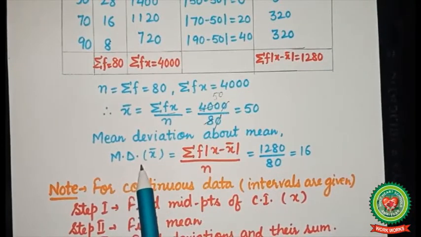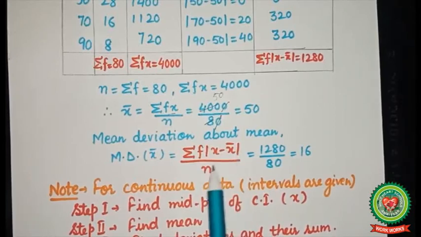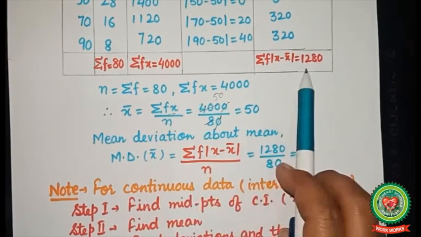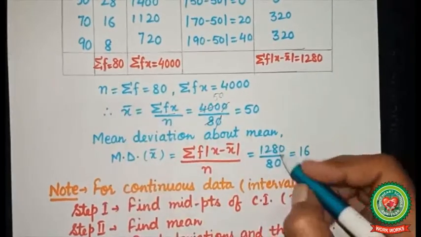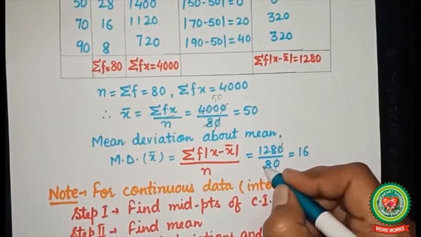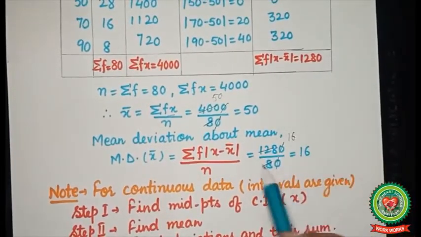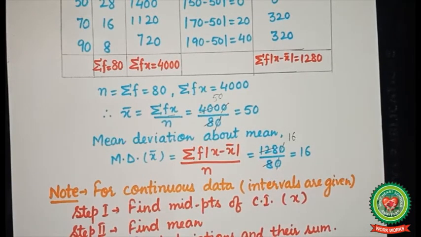Now we'll find the mean deviation about the mean. The mean deviation about the mean is summation f multiplied by mod of x minus x bar upon n. Putting in the values, we get 1280 divided by 80. Here 0 cancels with 0, and 8 with 16. So the answer is, mean deviation about the mean is 16. In this way, we can find the mean deviation about the mean for a discrete series.